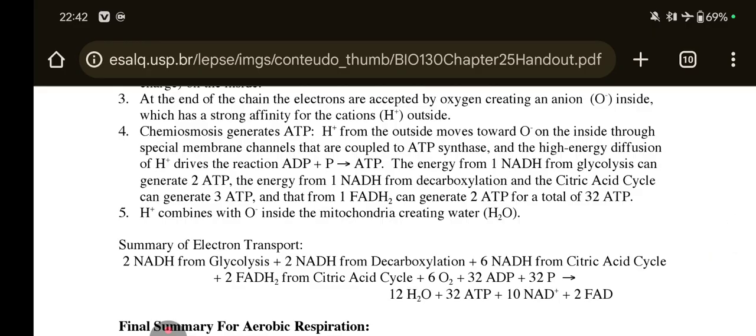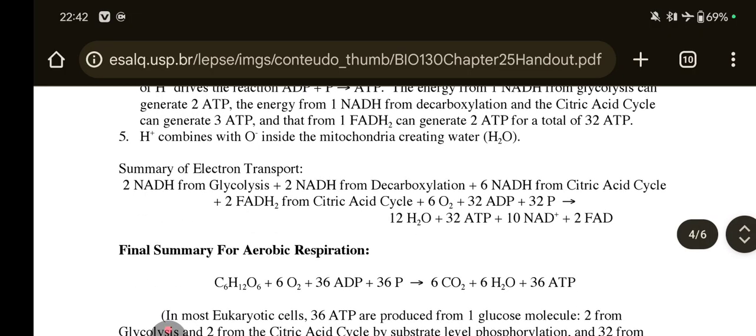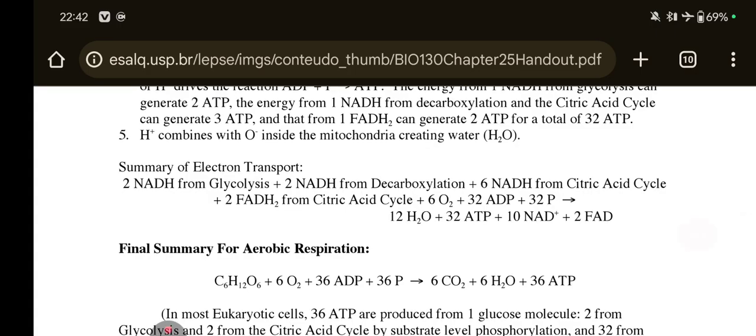The energy from one NADH from glycolysis can generate 2 ATP. The energy from one NADH from decarboxylation and the citric acid cycle can generate 3 ATP, and that from one FADH2 can generate 2 ATP, for a total of 32 ATP. 5. H+ combines with O- inside the mitochondria creating water.